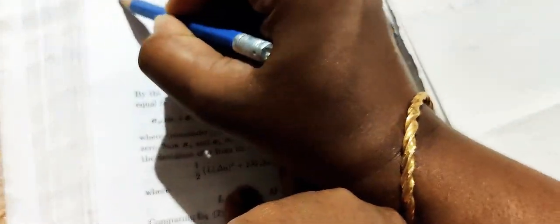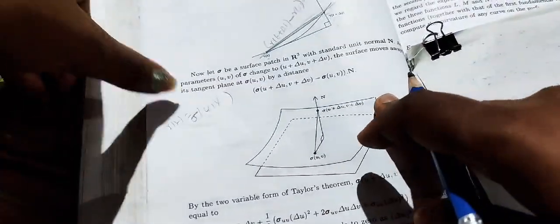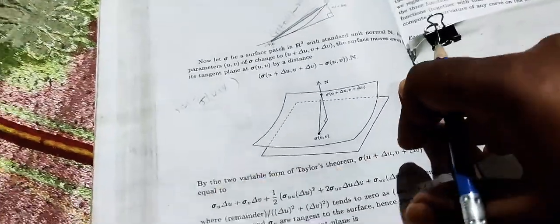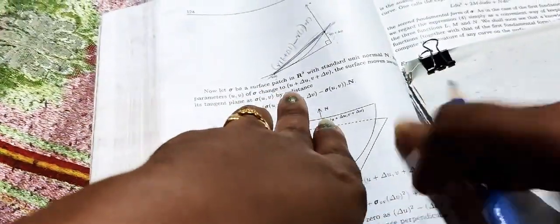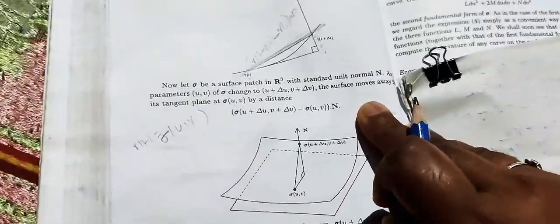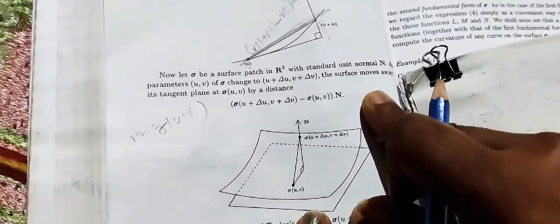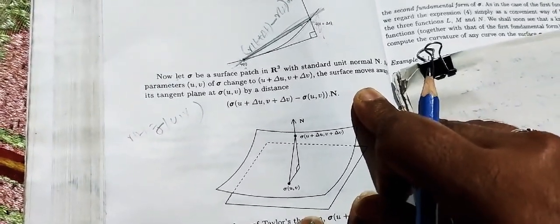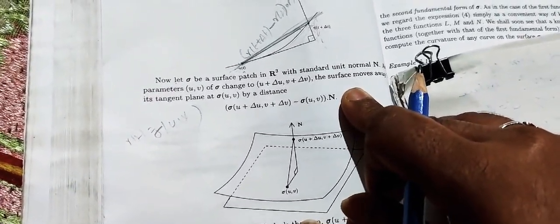So we get this one. Okay. So similarly, we know gamma of t is equal to sigma of uv. Sigma is a surface patch. Consider sigma is a surface patch in R cube with a standard unit normal capital N. As a parameter, (u, v) of sigma changes into (u plus delta u, v plus delta v).